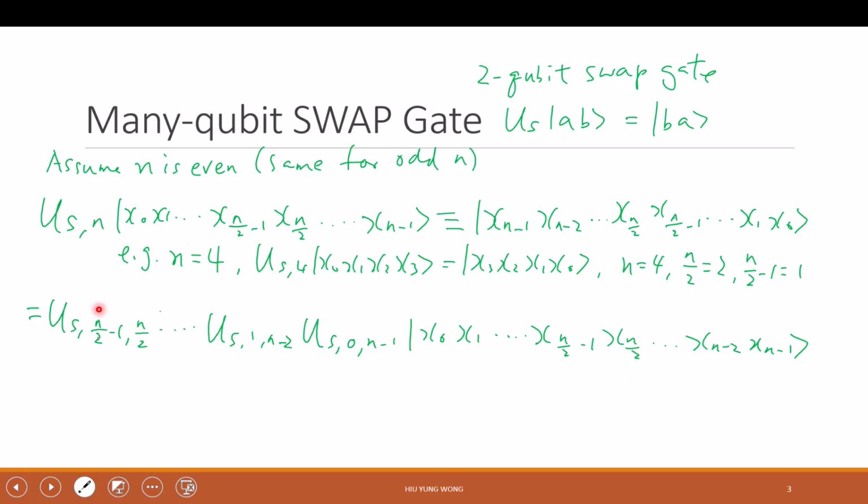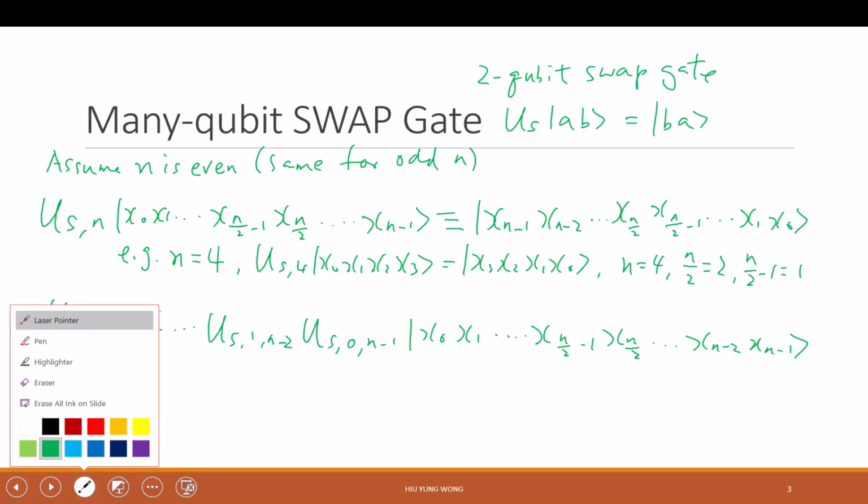So here, this is an n-qubit swap gate. What it does is swap everything together at the same time. Here, I break it down into actually n divided by 2 two-qubit swap gates. First, swap the most significant bit and the least significant bit. And then swap the second most and second least significant bit. Keep going, right?